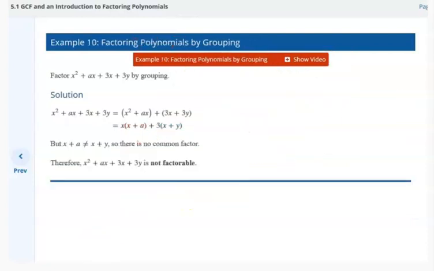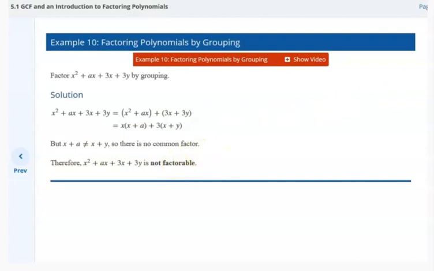Now, for example 10, they do give us another example. You might write this out, example 10, factor by grouping, and when you try it, you realize you don't have any that would factor. So you say, therefore, this statement is not factorable.